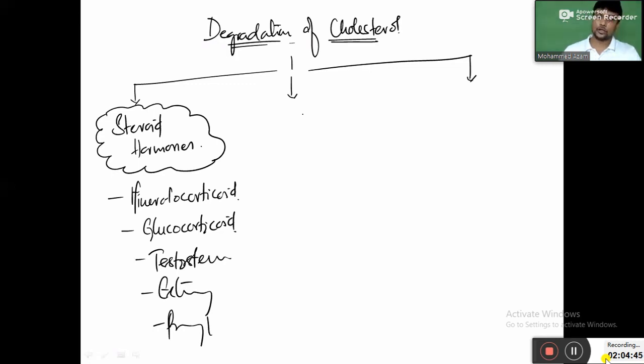Cholesterol also helps in the formation of vitamin D. Vitamin D also forms from cholesterol only. Don't worry about that. Our next topic is vitamins only. I will teach you in that topic how it is forming. And lastly, cholesterol is the one which is going to form your bile acids.